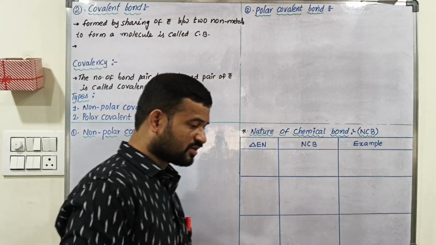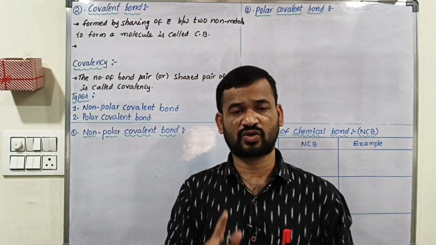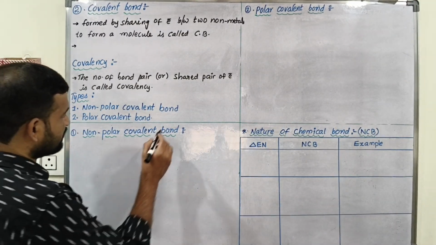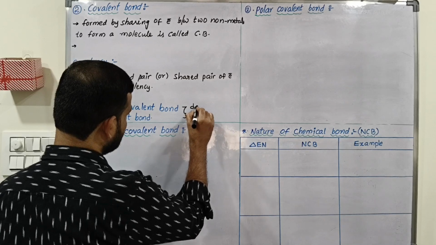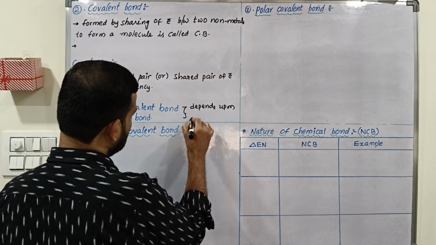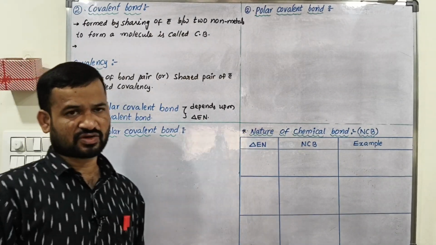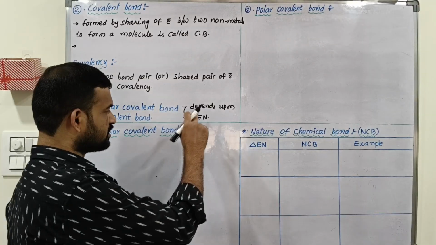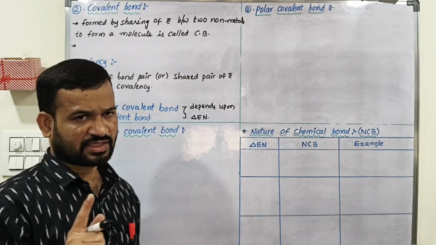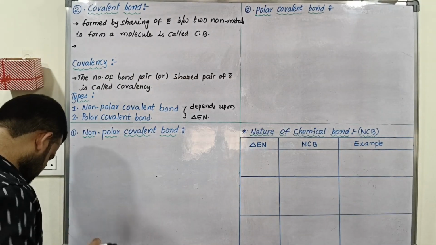Okay, here this covalent bond is classified into two types based on the electronegativity difference. Understand? It depends upon electronegativity difference. Delta means difference, EN means electronegativity, short form. So depending upon electronegativity difference, this covalent bond is classified into two types. First one, non-polar covalent bond.